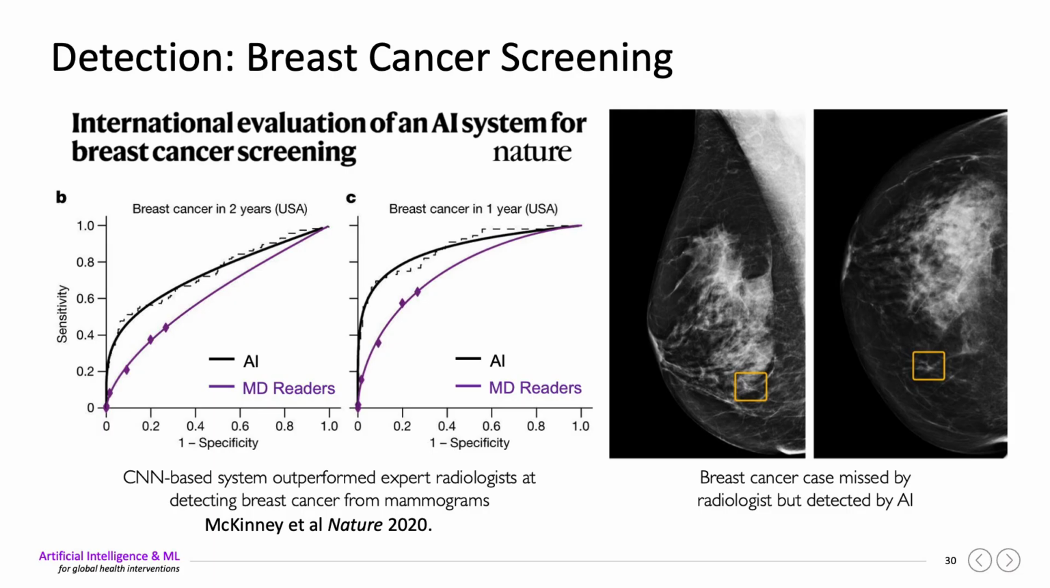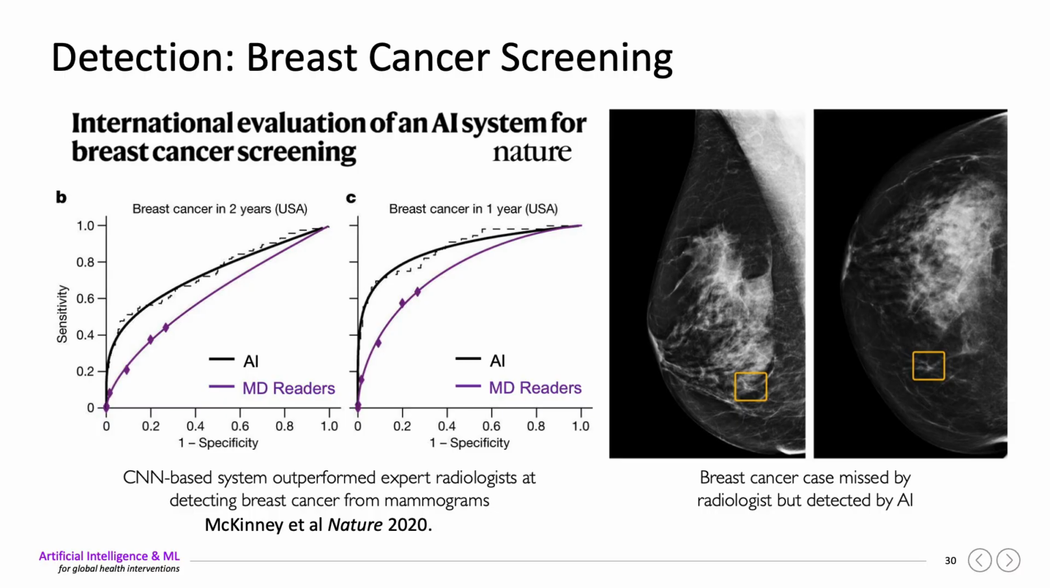This slide presents detection in breast cancer screening from McKinney and colleagues in Nature in 2020. The paper, titled International Evaluation of an AI System for Breast Cancer Screening, shows ROC curves of sensitivity against 1-specificity for predicting breast cancer in the United States, both at 2 years and at 1 year. In both panels, the black AI curve lies above the purple MD readers curve, meaning the CNN-based system outperformed expert radiologists at detecting breast cancer from mammograms.